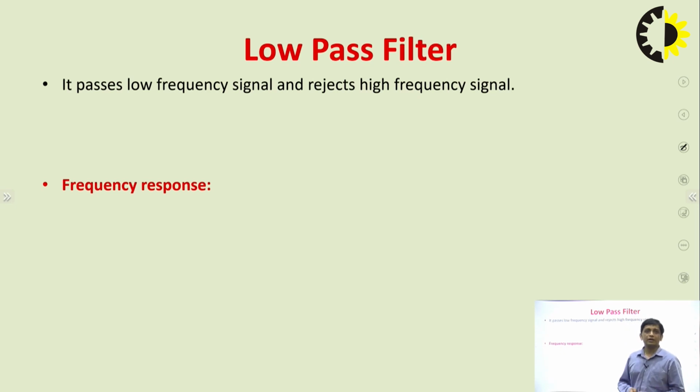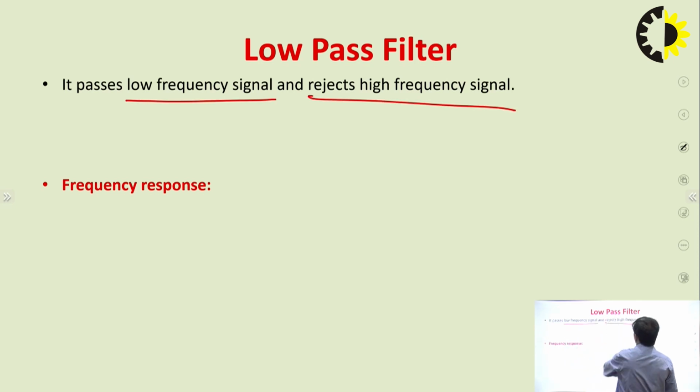Low pass filter, as the name suggests, passes the low frequency signal and rejects the high frequency signal. When we say that the filter is passing a particular frequency, it means that in that range the filter is providing gain. And when we say that the filter is rejecting some frequency, it means that the filter is attenuating those signals. Attenuation means gain is very less. If gain is less than 1, then attenuation will occur, right?